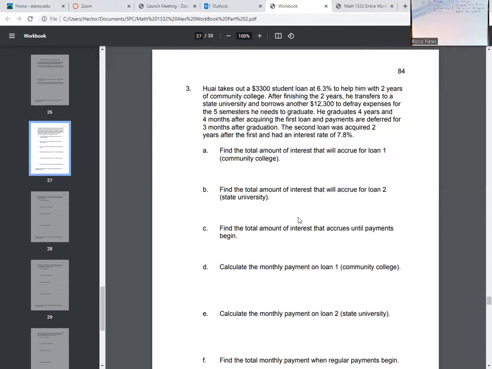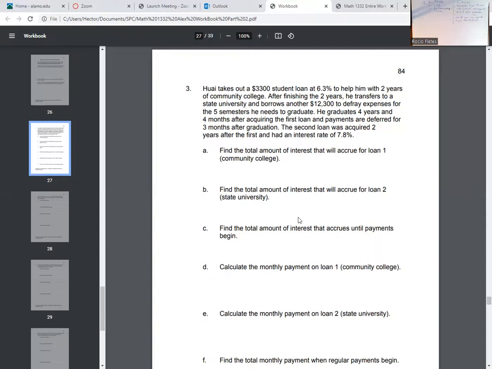Okay, after graduation, the second loan was acquired. This is what we need to know: the second loan was acquired 2 years after the first. So the second loan was acquired 2 years after the first loan. Okay, all right.